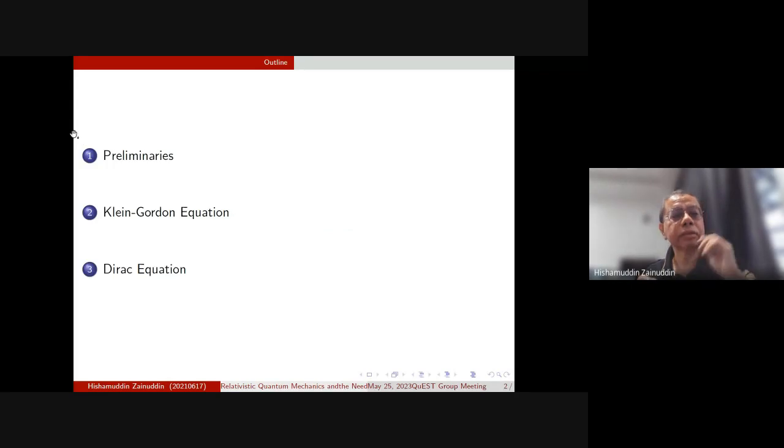Basically, what I'm going to do is to go into some preliminaries, some motivation as well, and then go to the usual first thing that people look at, the Klein-Gordon equation and then the Dirac equation. And then we'll discuss some issues with respect to the solutions found for both equations.